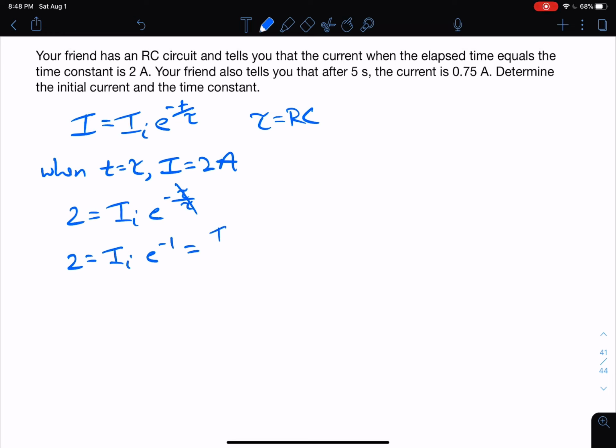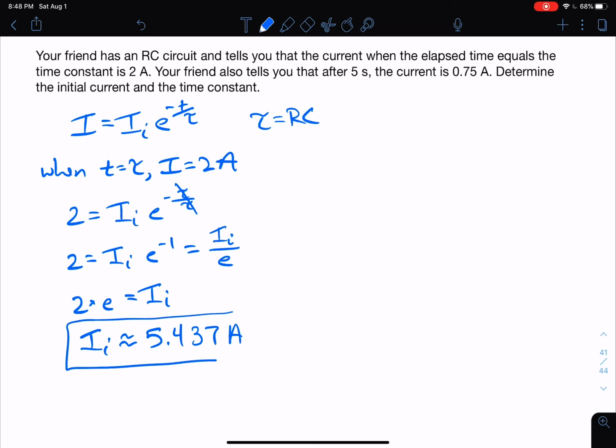And that just means this is the initial current over the exponential function. And so I just take 2 times the exponential function to get the initial current. And it works out that the initial current is approximately equal to 5.437 amps. So that's the initial current.